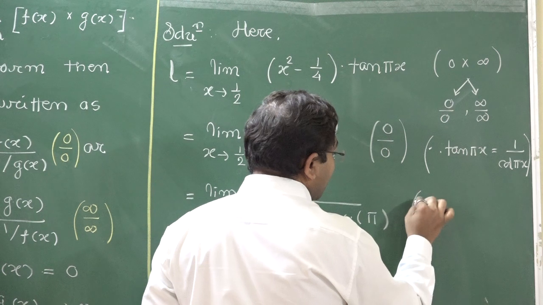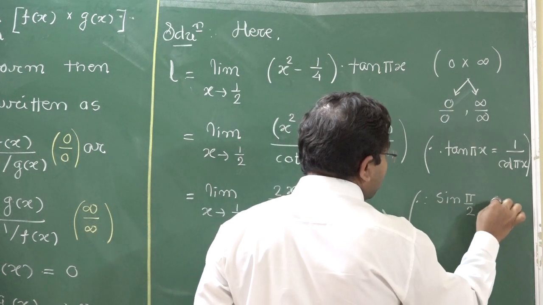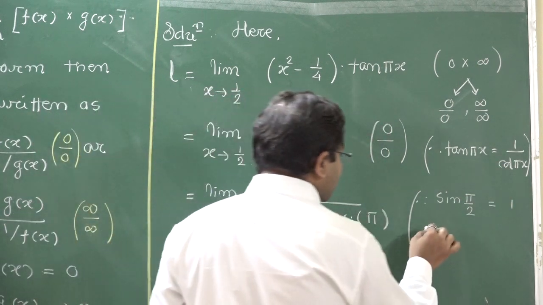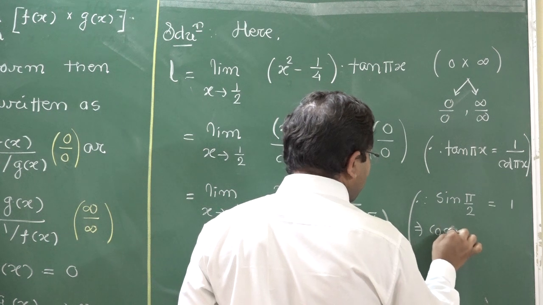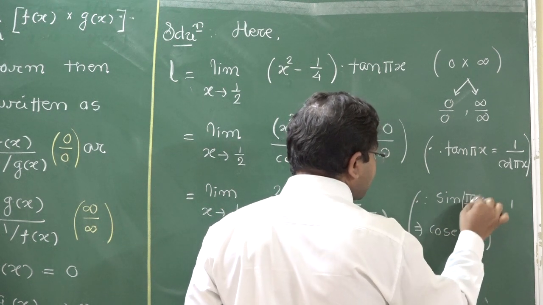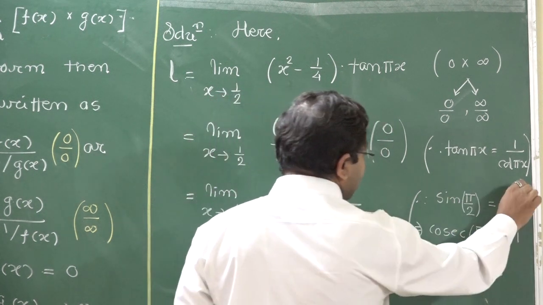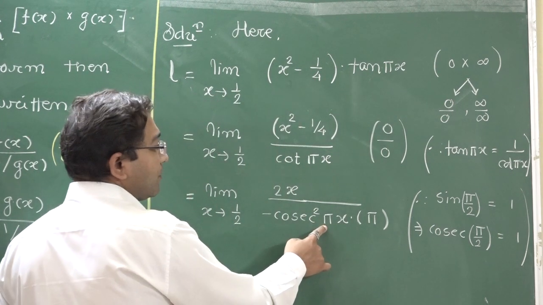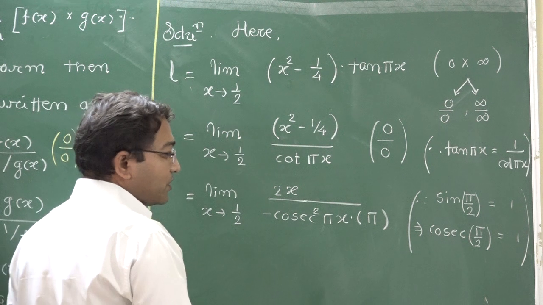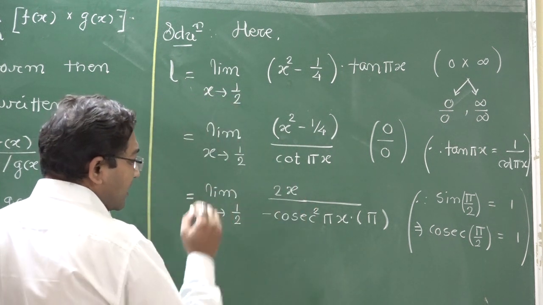Here observe, what is sin pi by 2? Sin pi by 2 is 1. Sin 0 is 0, sin pi by 2 is 1. In a similar way, cosec pi by 2 is 1. Why? Cosec equals 1 upon sin. So here we get the value 1, that is a finite value, therefore the denominator is not equal to either 0 or infinite. Therefore we can directly substitute the limit in the given expression.